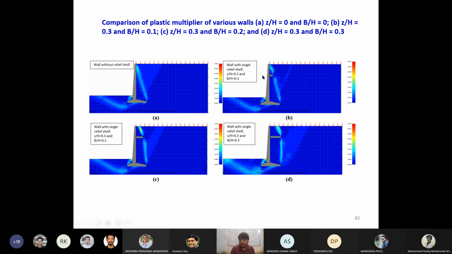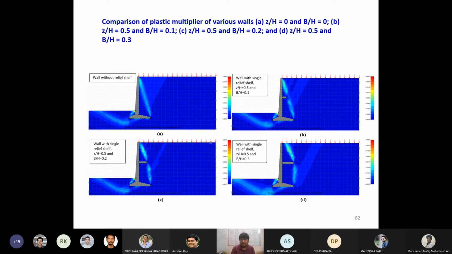Once I introduced the relief shelf, we noted that this particular failure plane has been intersected by the relief shelf, and it has altered the failure plane also, okay. If you keep on increasing the width of the relief shelf, instead of a failure plane like this one, it has a failure plane like this one, and because a higher amount of soil is participating in the failure, it has a higher capacity to take more load on such kinds of walls, okay. Similarly, for different positions and widths of relief shelf, this failure plane is also getting changed, okay.